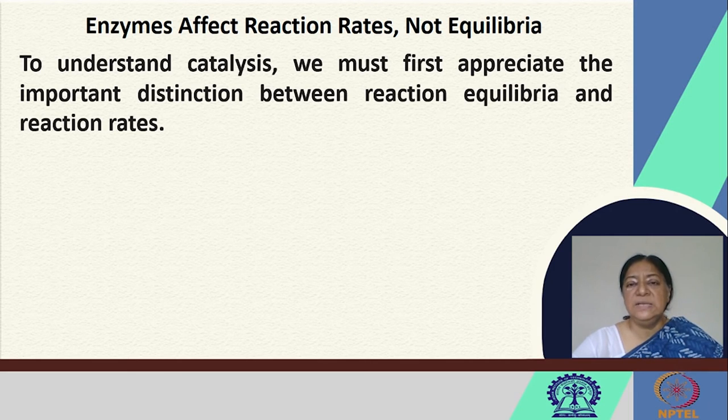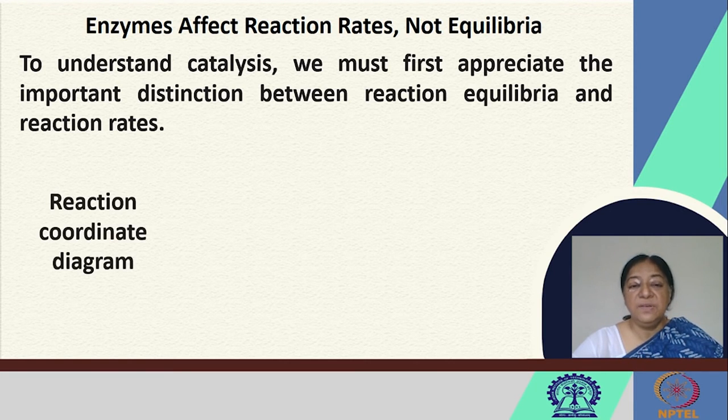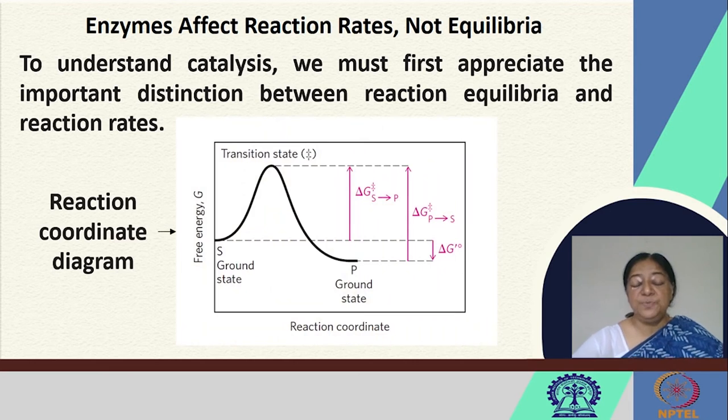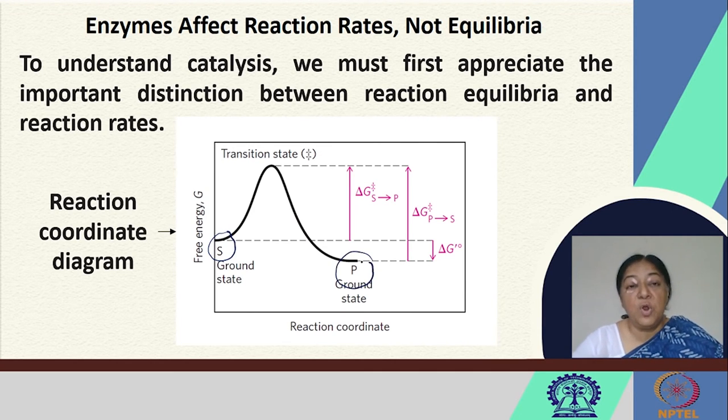So to understand catalysis, we have to realize that there is an important distinction between the reaction equilibria and the reaction rates, something that we also discussed in our discussion for protein ligand binding, where we have a reaction coordinate diagram that speaks of the free energy change. So we have the ground state for the enzyme, we have the ground state for the product that is more stable than the enzyme. Then we have a free energy change associated with the process.